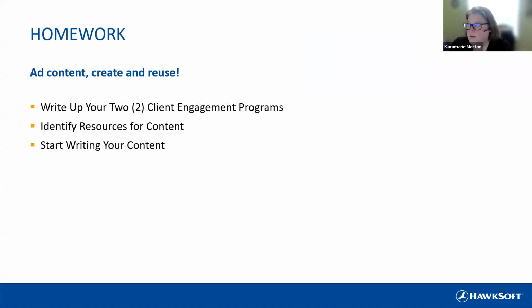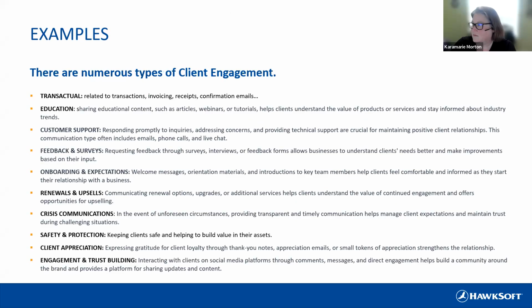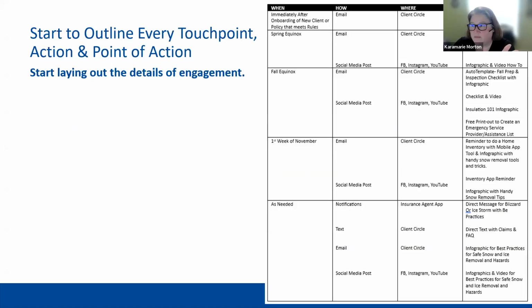So your homework for this phase is to add content. It should say, I'm so sorry for the two spelling errors, create and reuse. When you're going to add content and create it, also plan on reusing it in other spaces. When you create this, you're going to find that you can reuse it in so many different areas. You're going to write up your 2 client engagement programs. You're going to create your outline, just like we did right here. Very simple, to the point.